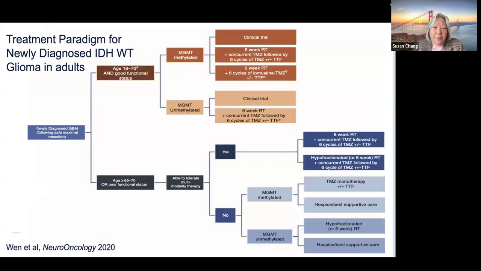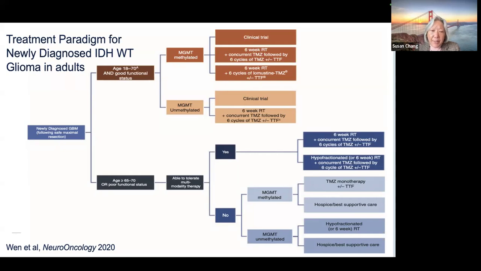The treatment paradigm for newly diagnosed IDH wild-type glioma in adults, unfortunately, has not changed significantly. I think that everyone is aware of the Stupp regimen for patients using concurrent and adjuvant temozolomide with 6 weeks of radiation therapy, and the use of tumor treating fields. These are all standard treatments. And there are some differences if patients have MGMT methylation or unmethylated status. But in general, these are the standard treatments that are offered for patients with glioblastoma.